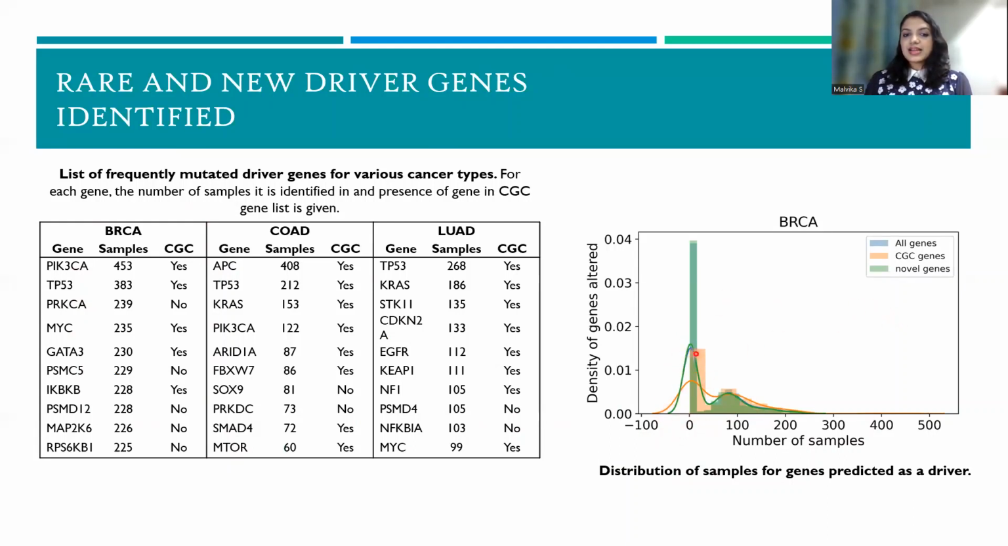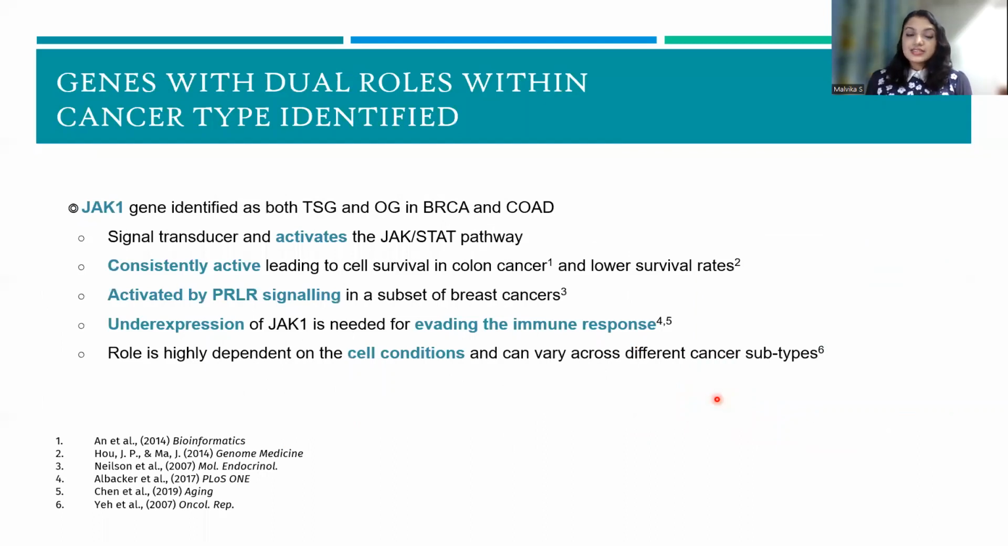And to see whether these are actually false positives or true driver genes, we looked at the distribution of known driver genes, and we find that the known driver genes have a similar bimodal distribution. Interestingly, we also find that genes do have dual roles within the same cancer type. Here I take the example of the JAK1 gene, which is identified as both a TSG and OG in different samples in BRCA and COAD.